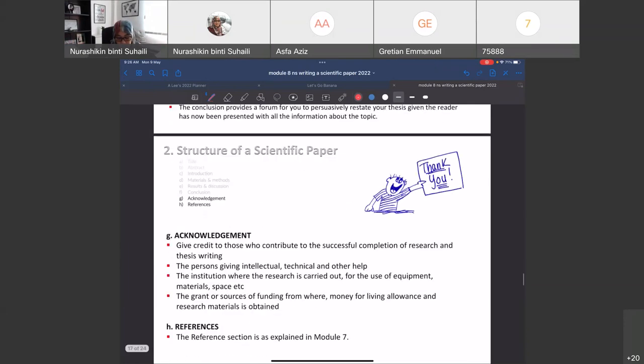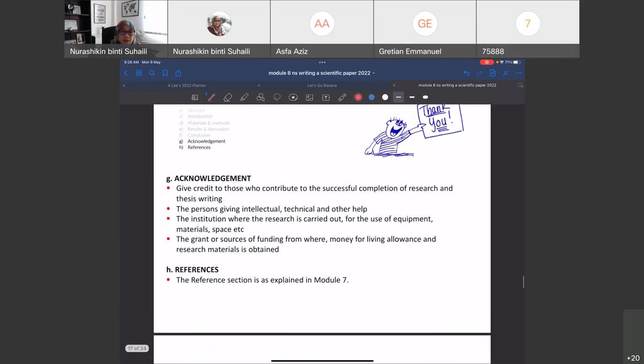Yeah, that's the conclusion, right? So after the conclusion, acknowledgement. In papers, you should acknowledge who gave you the money to carry out the research. So if, let's say, the research is funded by a certain research grant, it is a provision of money by a certain organization, for example, universities, Ministry of Science, or Ministry of Higher Education. They give money in the form of a grant. We call it a research grant.